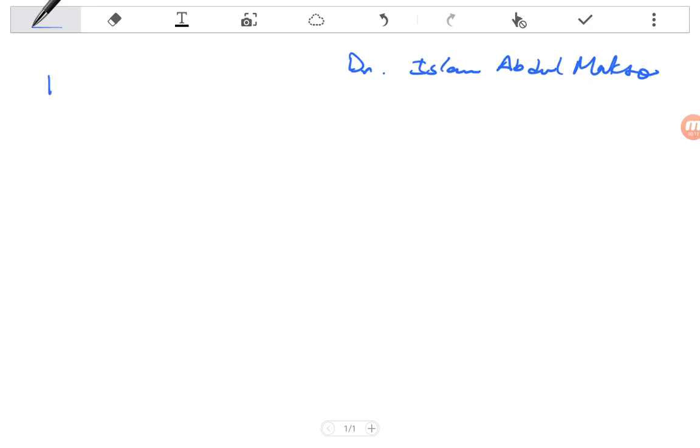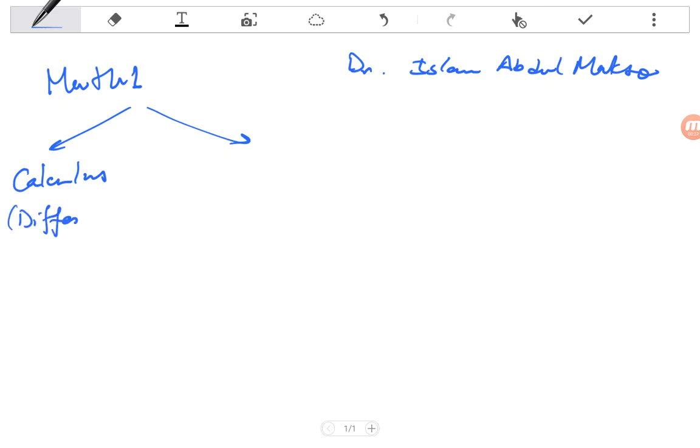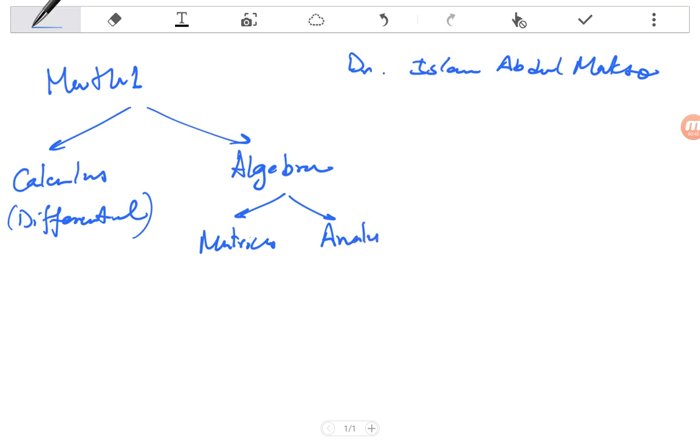And we'll study Math 1. Math 1 is divided into two categories. The first category is calculus, or more specifically, differential calculus. And the other category is algebra, and in this branch we will study two subjects, which are matrices and analytical geometry.